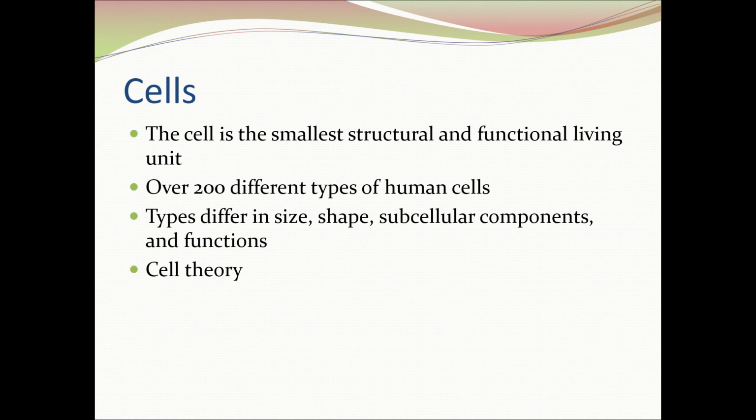The cell is the smallest structural and functional living unit. We talked about the structural hierarchy of organization in Chapter 1, and we learned that it goes from atoms and molecules to cells. Cells can actually live on their own, and in fact there are over 200 different types of human cells. Other types of cells include bacteria and protistans. Cell types differ in size, shape, subcellular components, and functions.